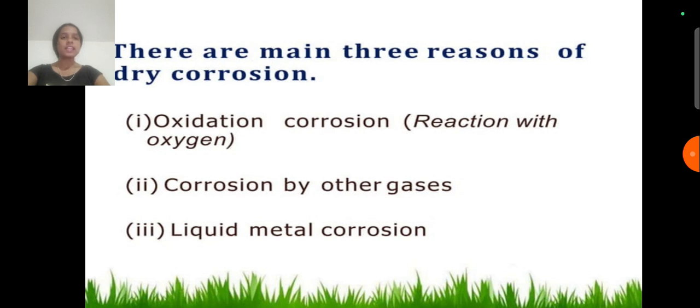And the third one is liquid metal corrosion. In several industries, molten metal passes through metal pipes and causes corrosion due to dissolution. This is called liquid metal corrosion. And these are the 3 reasons for dry corrosion.